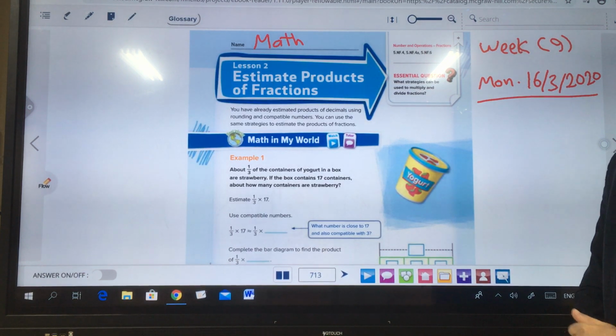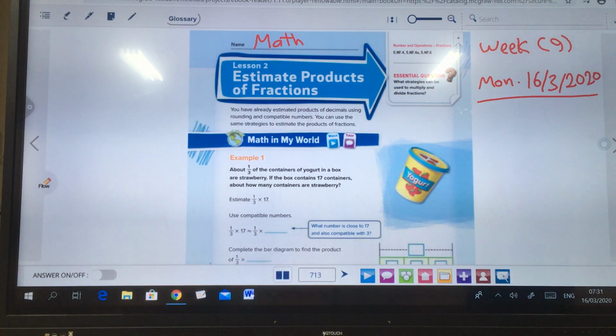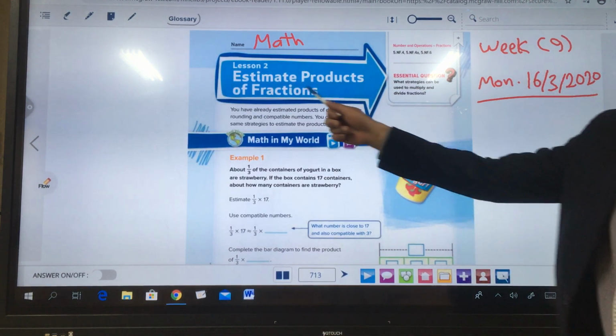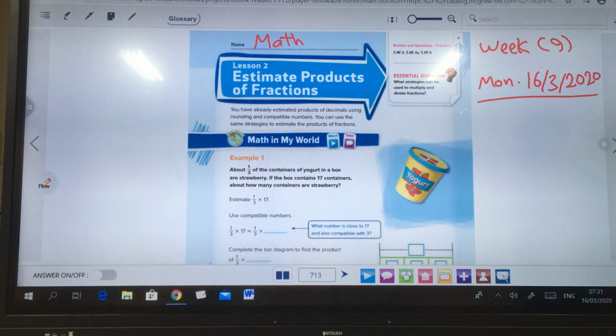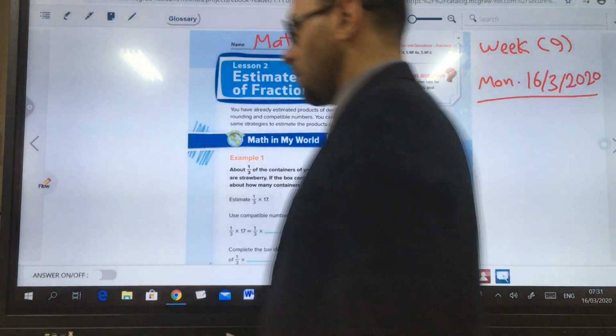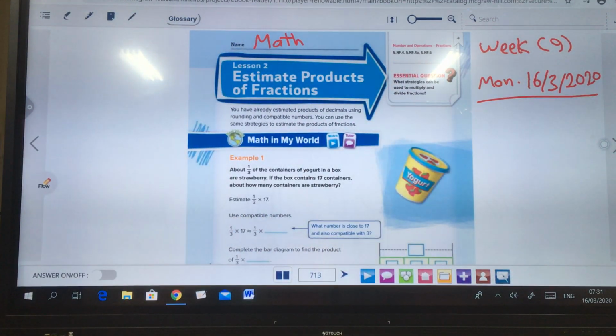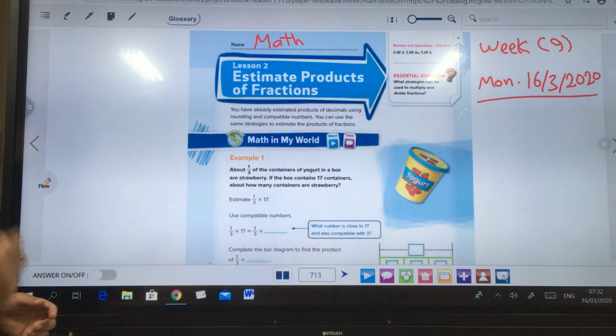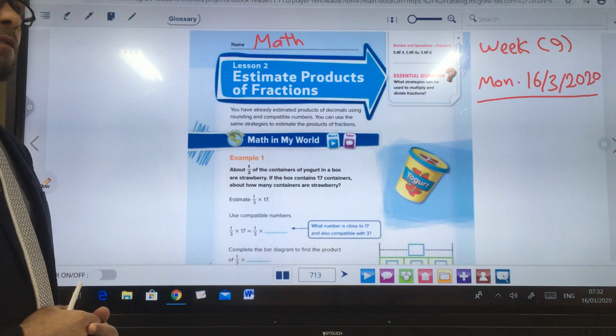Welcome back again. Today we'll continue the same lesson from yesterday, estimate products of fractions. Please prepare yourself, get your book, please. Okay. Today, week number 9, Monday, 16th of March 2020. I will continue our lesson on how to estimate products. I'll give an example to remind you what we studied yesterday.